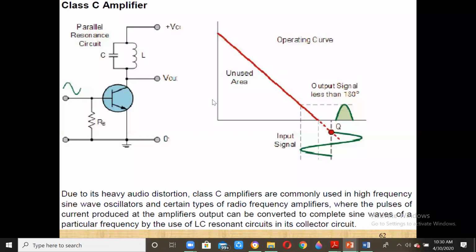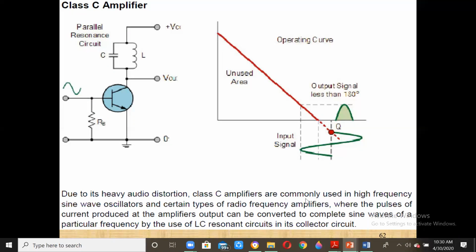So this is the operating curve, the load line, and you have the input signal being given here. Only this part is getting reproduced, so this part will be only 120 degrees or less. And this is the circuit. We will reproduce the circuit again and show. Due to its heavy audio distortion, class C amplifiers are commonly used in high frequency sine wave oscillators and certain types of radio frequency amplifiers. Generally we write audio frequency as AF and radio frequency as RF amplifiers.